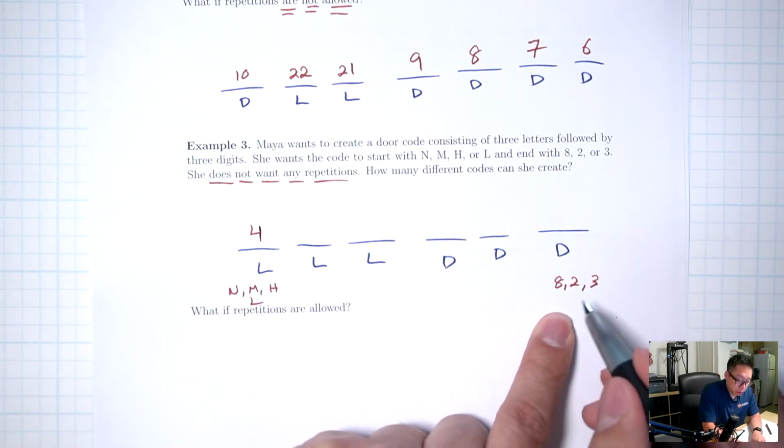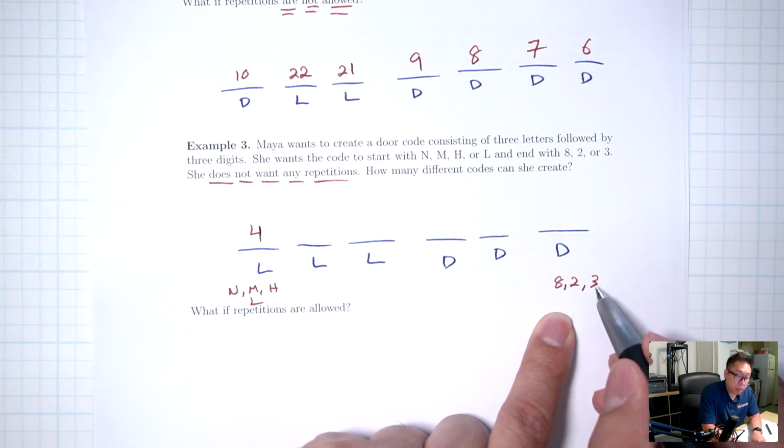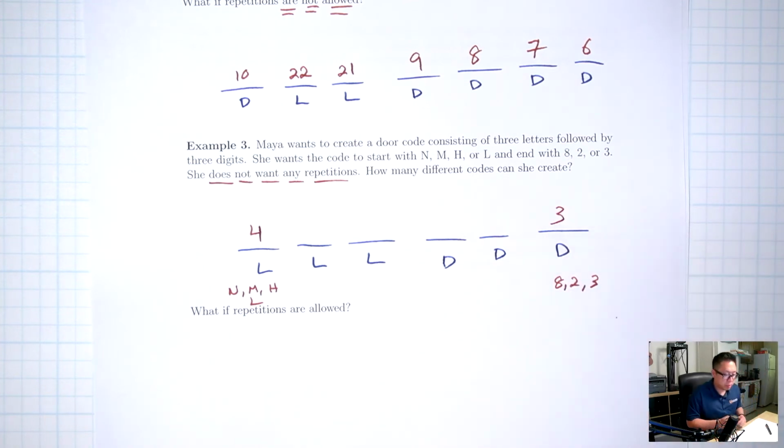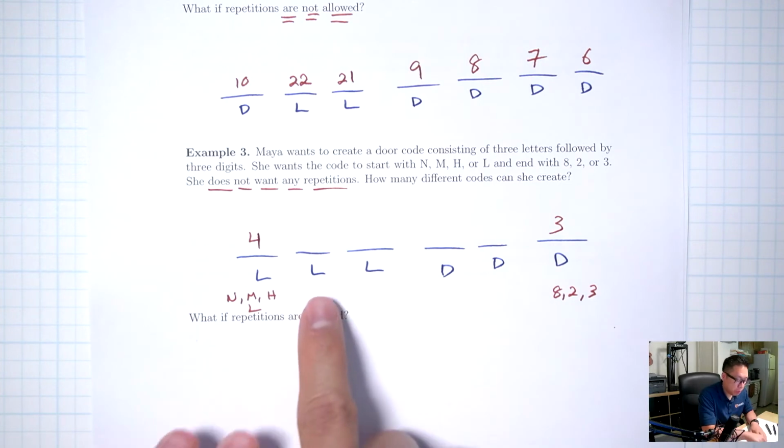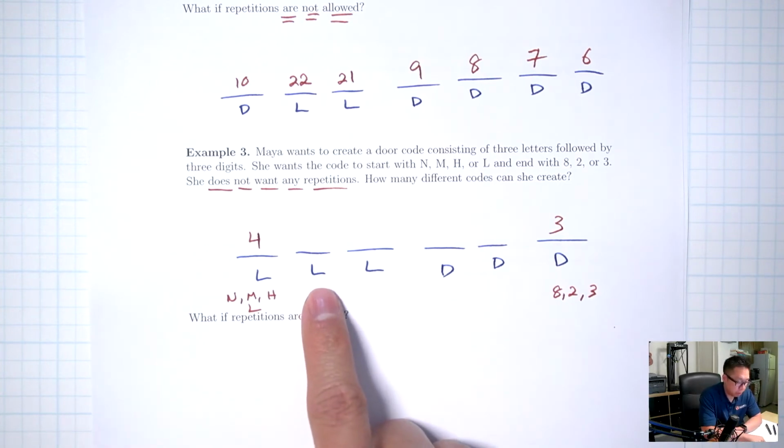Last blank, I want you to use 8, 2, or 3. How many options do you have? 3. Okay. These other blanks don't have restrictions. Let's talk about this second L. Second L is a letter.